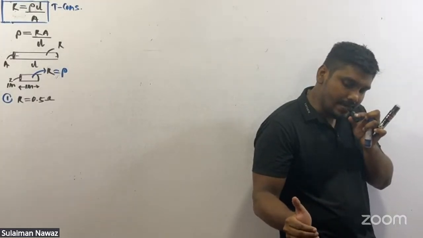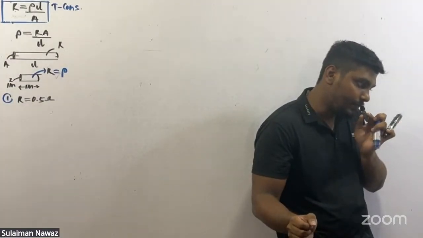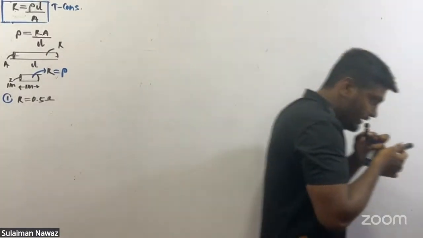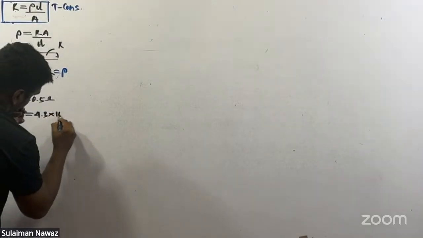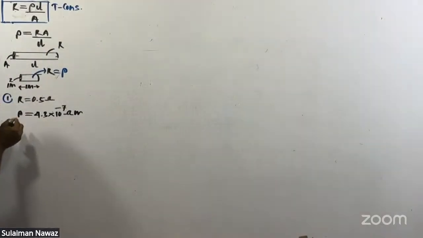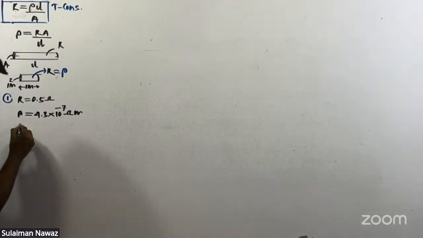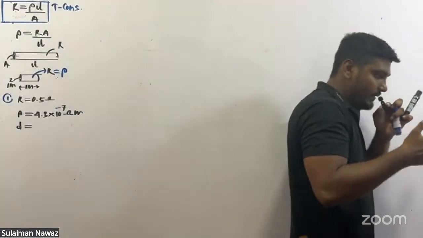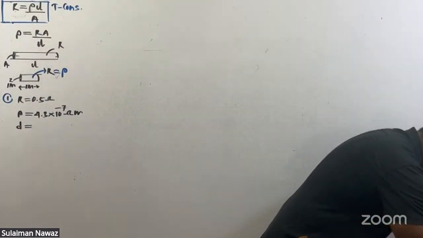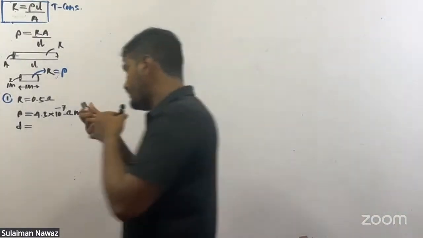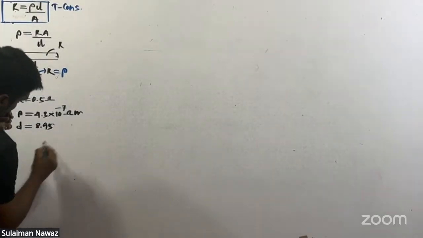Resistivity and density are 4.3 into 10 to the power minus 7 ohm meter, and 8.95 gram per centimeter cube. The problem is we define resistivity with the symbol rho, and we also define density with the symbol rho. To identify them separately without confusion, let's define the density of the material as simple D.